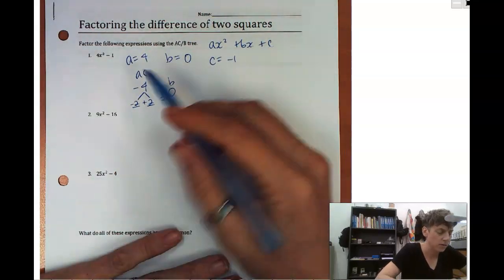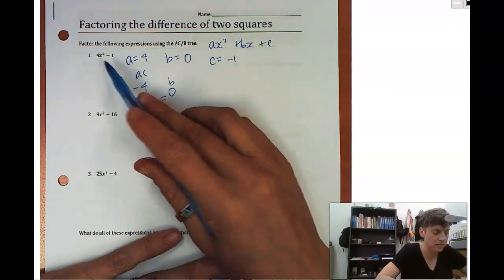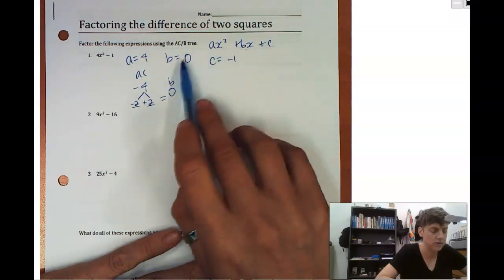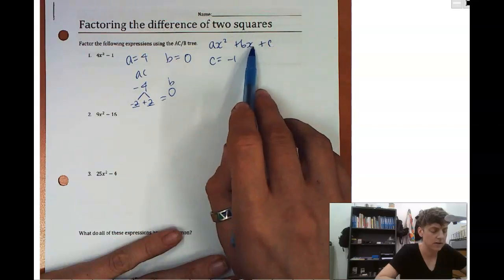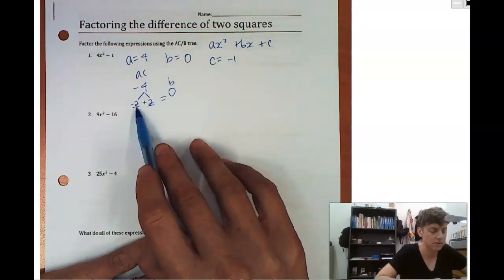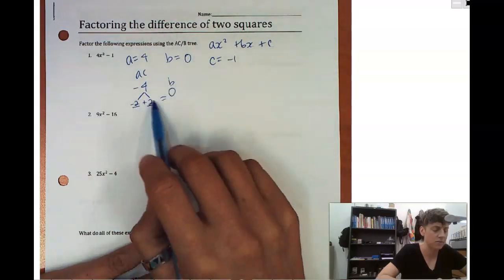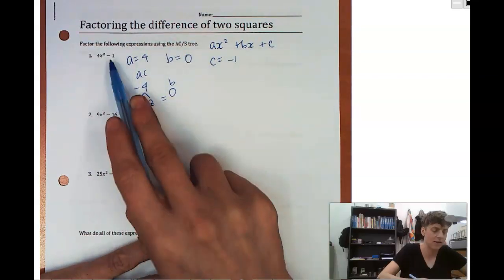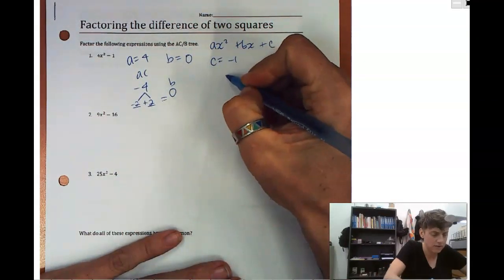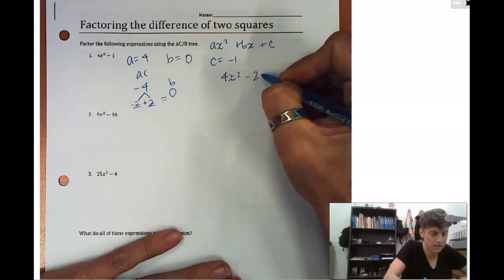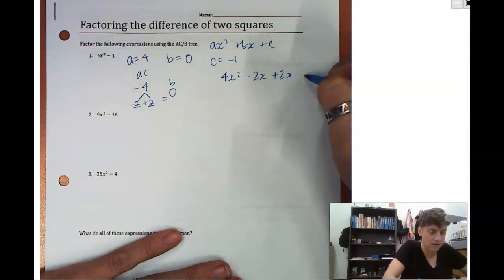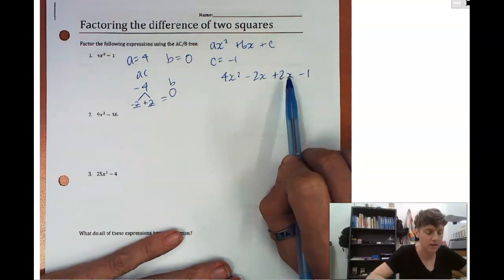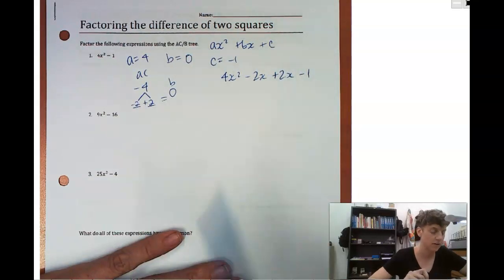Okay, so what do we do with these numbers? We split our middle term, but there's no middle term. We split 0. Well, let's tack some x's on here: -2x and 2x. That'll be our new middle term. We'll keep the front, these will be our middle terms with x's, and then we'll keep the back. So we've got 4x squared minus 2x plus 2x minus 1. If we added these back together, that would give us 0x, so that does work.